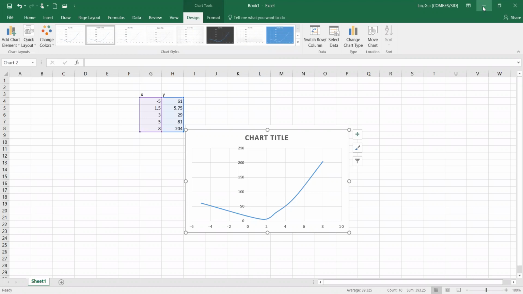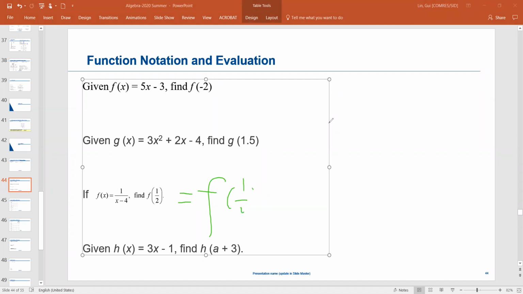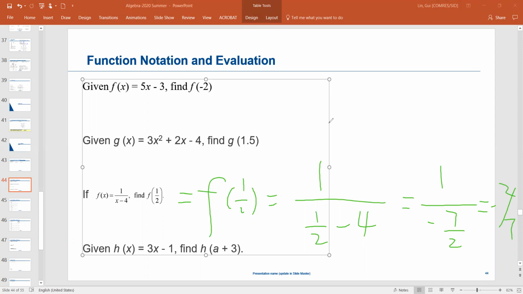All right, let's go back to the PowerPoint. Did you see my PowerPoint? Okay, let's finish this one right now. For this part, it equals f of a half, right? You just need to replace the X with half of the length. So here actually is -7/2, right? So here is -2/7, right?